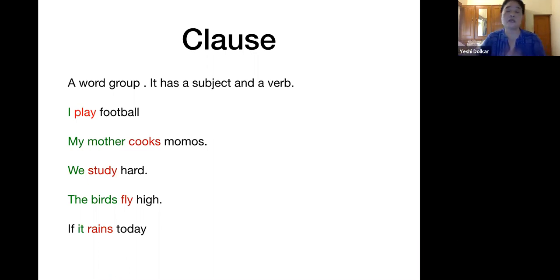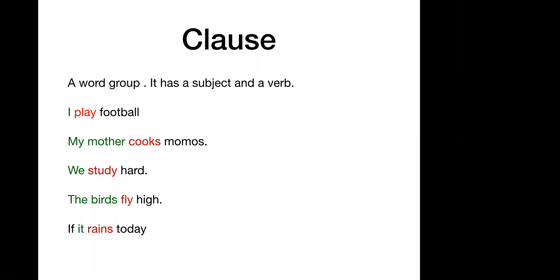All right. So it can be short or it can be long, doesn't matter. Just look for the very important features, a subject and a verb. Then it becomes a clause. Okay? Ma'am, all right. If we have two verbs, that also can be clauses.